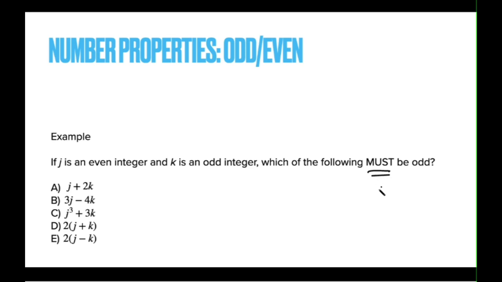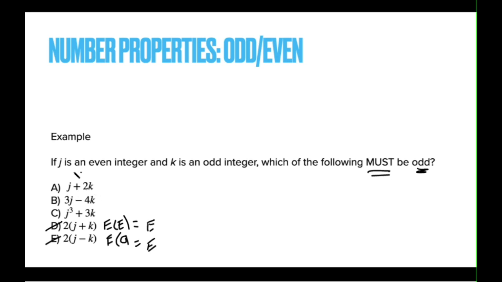There's that word again. Must. Has to be true, no exceptions. So if we can find an exception, then we can eliminate that answer option. All right, so right off the bat, we can get rid of D and E, and here's why. Whatever j and k are, or whatever this sum or difference ends up being, we're multiplying it by 2. 2 is an even number, and if I multiply an even number by anything, whether it's even or odd, then that's going to create an even number. And I'm looking for an odd number. So those are out.